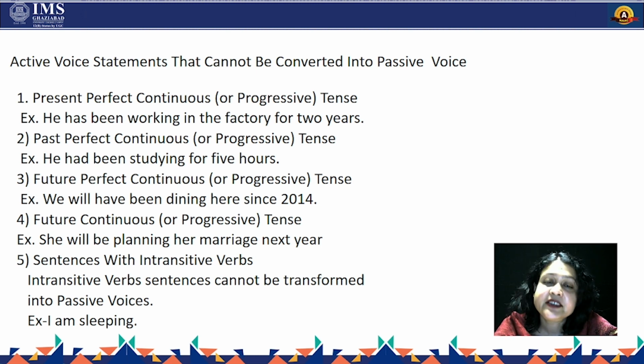So today what we have learned is what voice is. There are two types of voices, active and passive, and then how the verb form changes according to the various tenses, and how the verb form changes while transforming a sentence from active voice to passive voice.